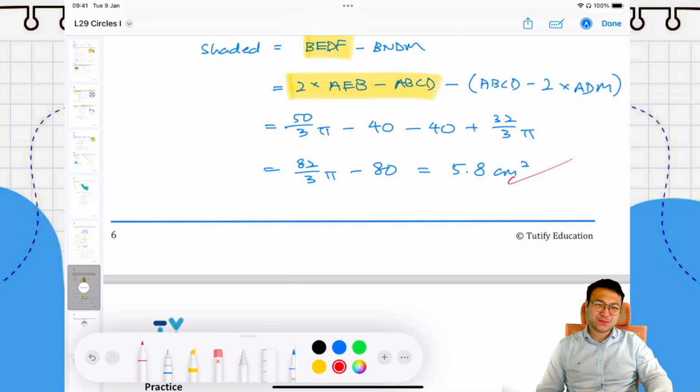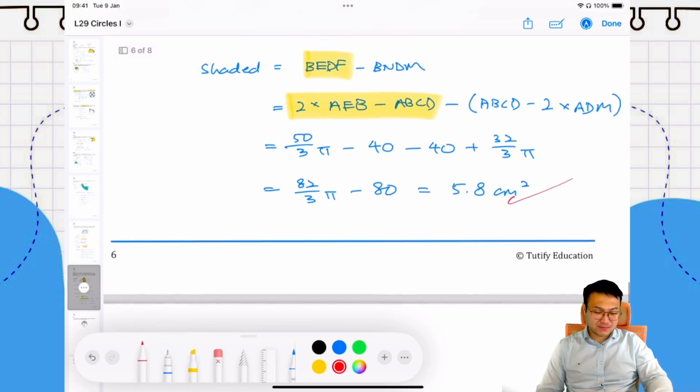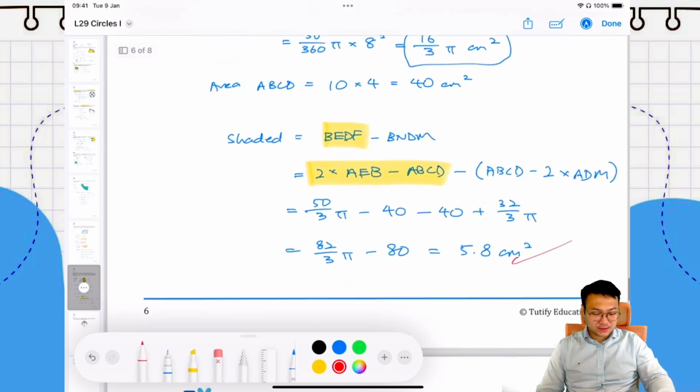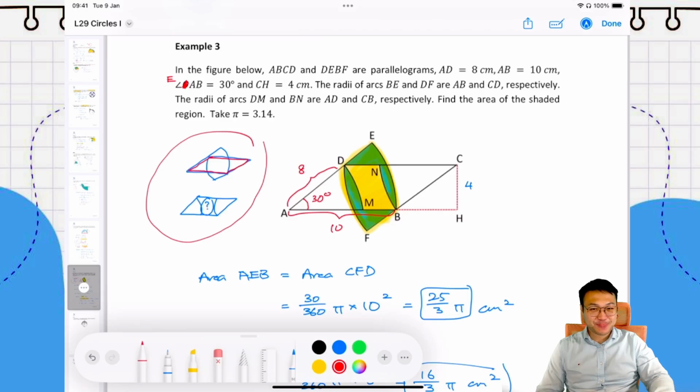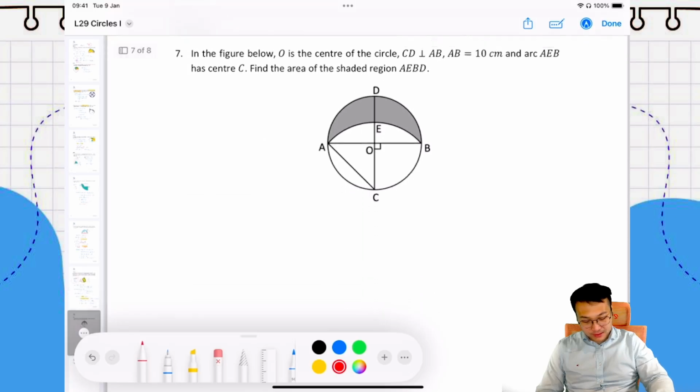When you have weird shapes, you need to add them together and minus certain parts. So the key here is to visualize this. If you can visualize this, no problem. You'll be able to solve the question. Okay, now let's try the next one.